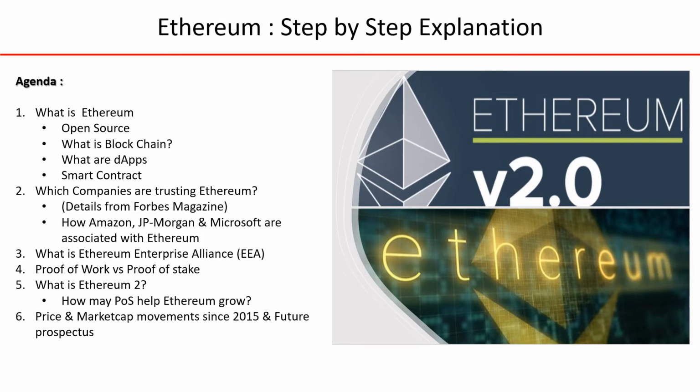For example, what is open source, what is blockchain, what are dApps, what are smart contracts. So this is how we are going to understand what is Ethereum, how all four aspects are interrelated to define the Ethereum. Then we'll look into what are the various companies which are already trusting Ethereum and already associated with Ethereum. What are various facts which have been already published in a few of the magazines, and what are the major players talking about Ethereum. This is how we are going to understand how Ethereum is proceeding towards its growth.